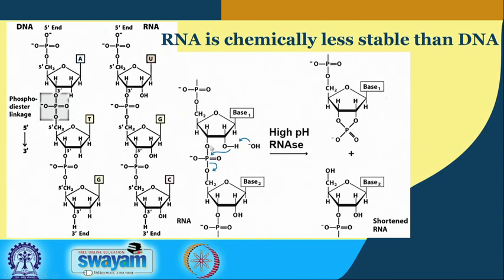We also saw that RNA is chemically less stable compared to DNA, and the reason for that is the presence of this hydroxyl group at the 2' position. So, this hydroxyl group facilitates the hydrolysis of this ester linkage through alkaline hydrolysis. So, if the pH is in the alkaline region, so the pH is more than 7, then the concentration of hydroxyl ions is higher, and then we get this catalytic reaction.